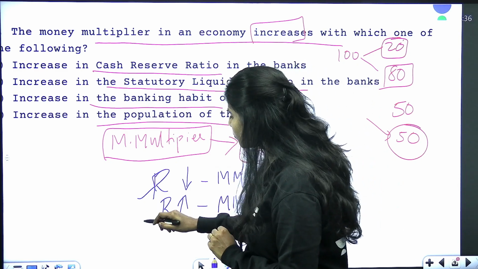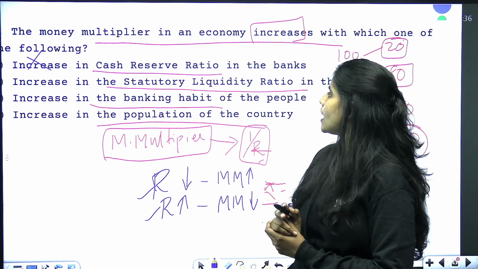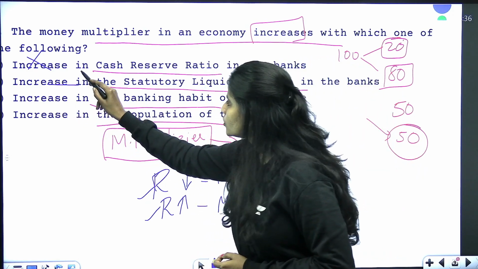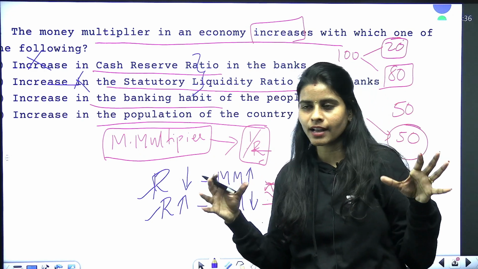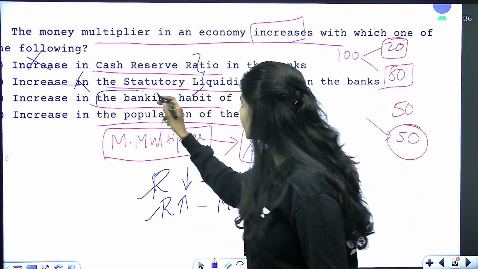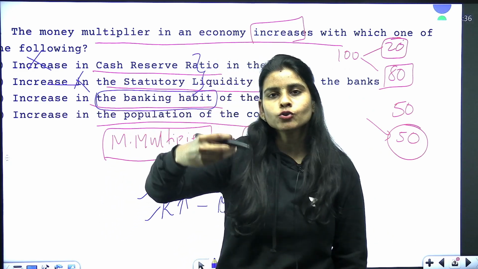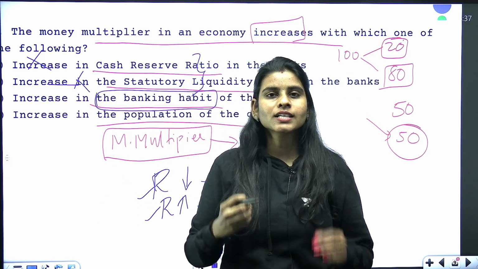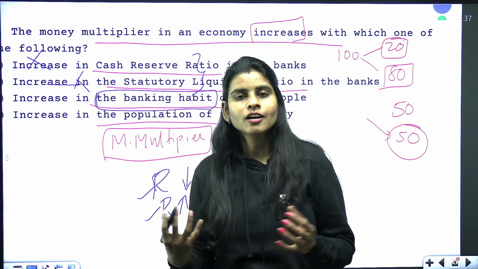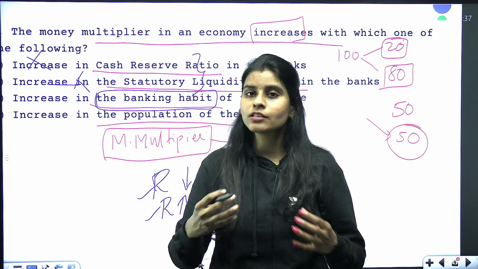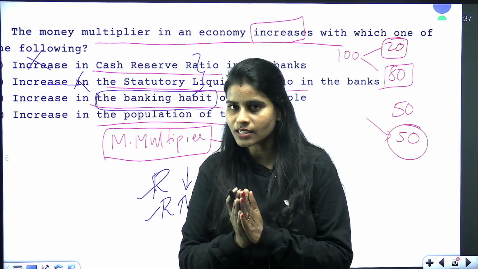So this is very obvious. So according to this, the first statement is incorrect. Increase in CRR, increase in statutory liquidity ratio, because these are the different types of reserves the bank has to maintain. Increase in banking habit, of course, yes. So if the people are getting into more banking activities, it means that they are depositing, they are getting loans, etc. So when there are more deposits, it will be easy for the banks to lend, right? Some kind of economic activity is happening there.